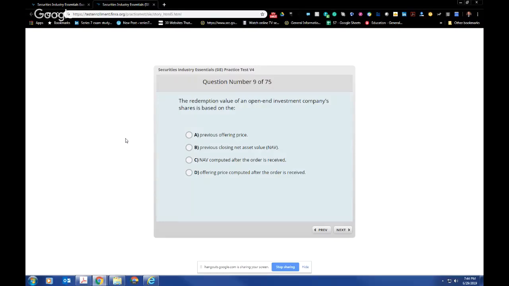So when you buy mutual funds, you buy at the NAV plus a sales charge, and you redeem back at NAV. There's no sales charge when you redeem. When you buy at NAV plus a sales charge, this NAV is calculated after you put the order in. So the answer is going to be C as in Charlie.